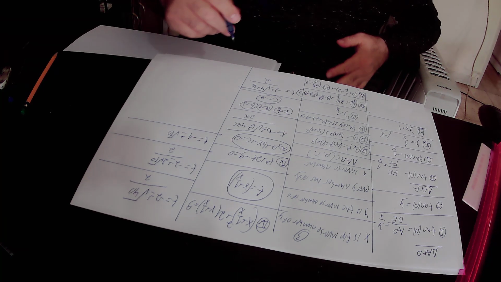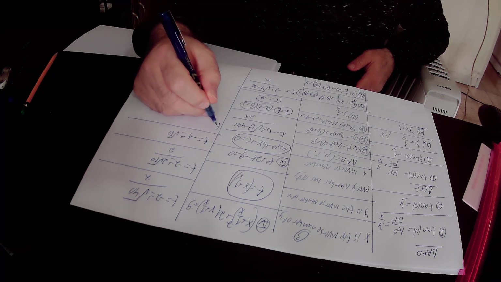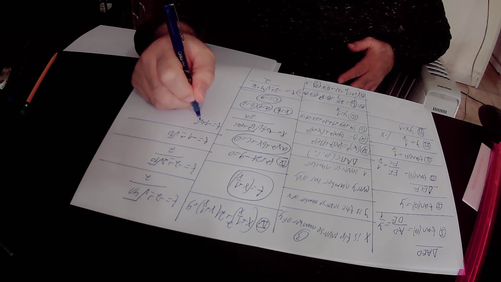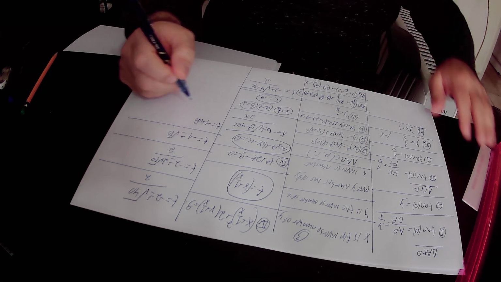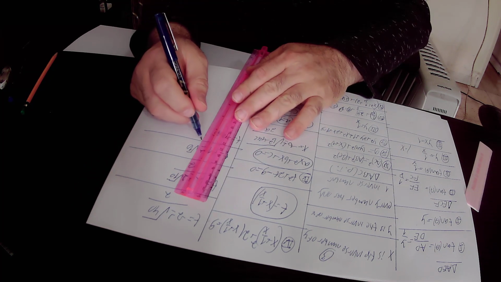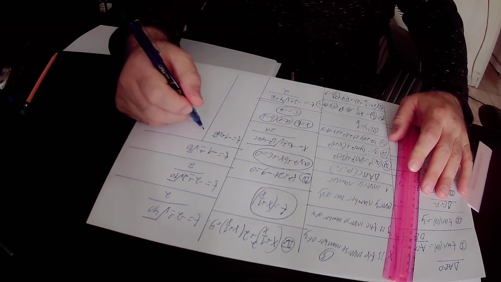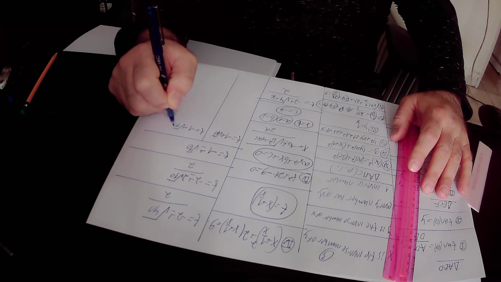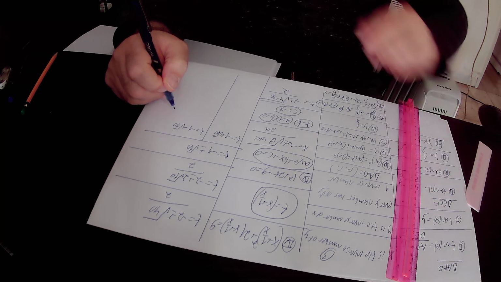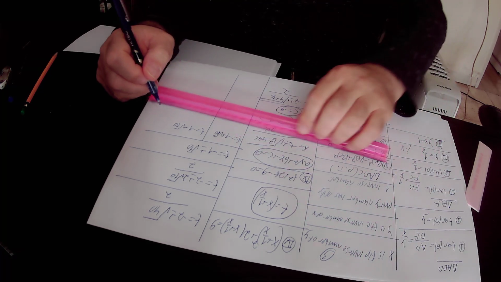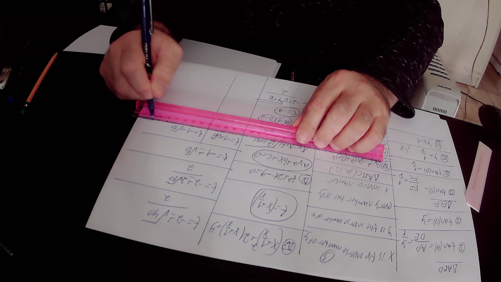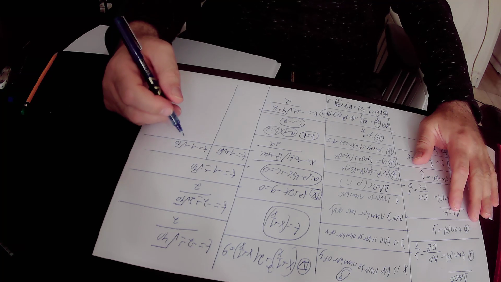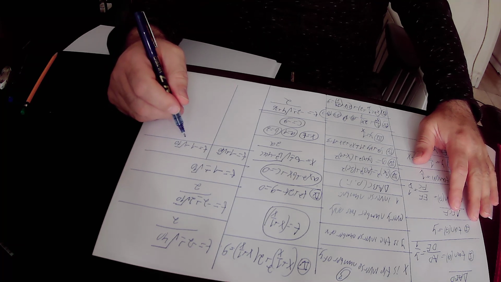The first solution for t is t equals minus 1 plus square root of 10, and the second solution for t is t equals minus 1 minus square root of 10. And we'll focus on the second solution, t equals minus 1 minus square root of 10.